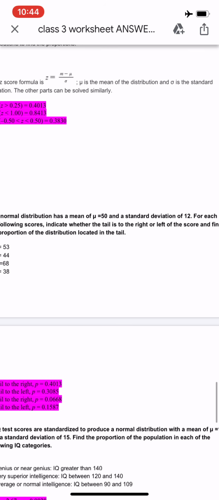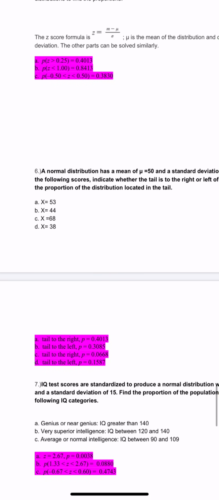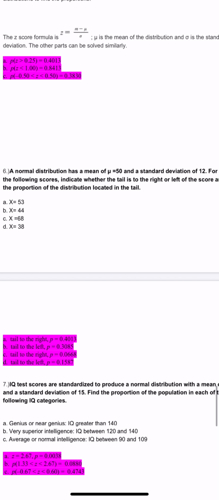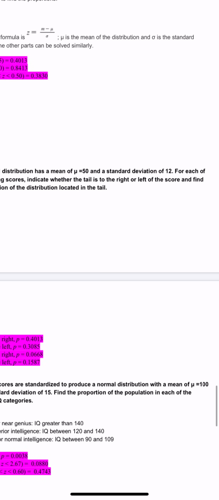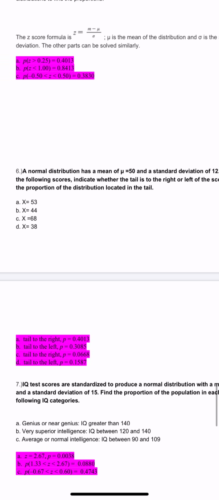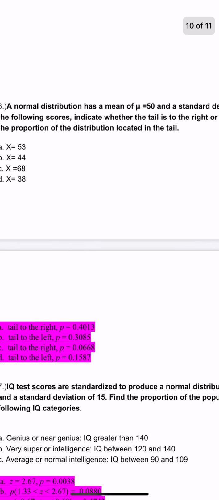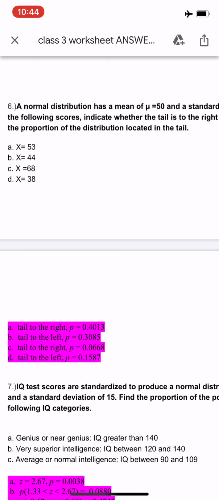So we do 53 minus 50 divided by 12. That will give you a z-score. And then you just have to look. The numbers aren't on the answer key, but the z-score will correspond to the probability of 0.4013, right? And if the tail's to the right, we know that it's positive.